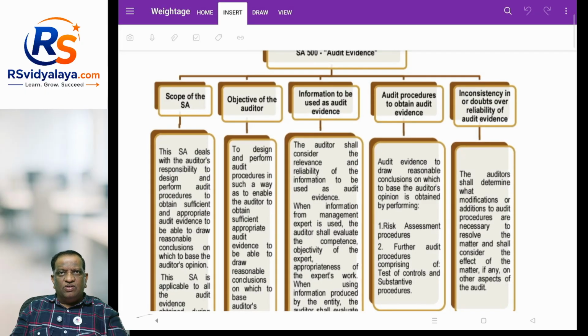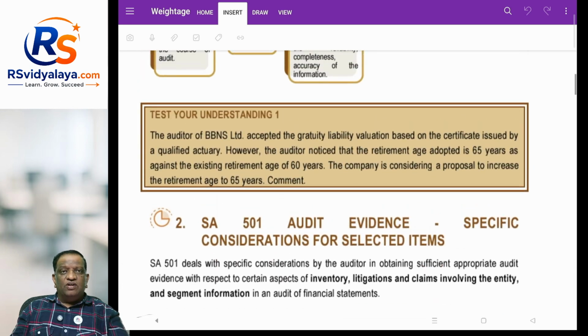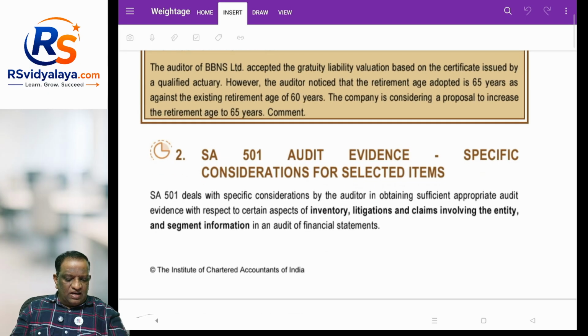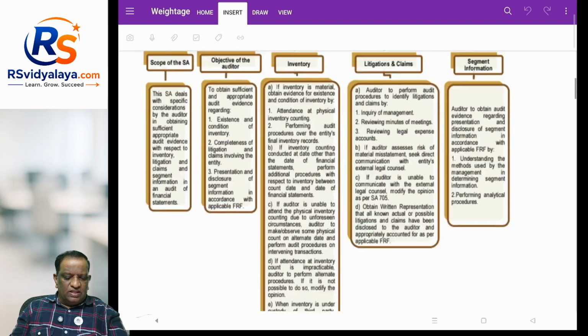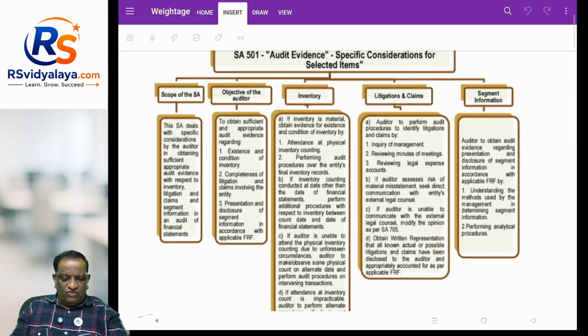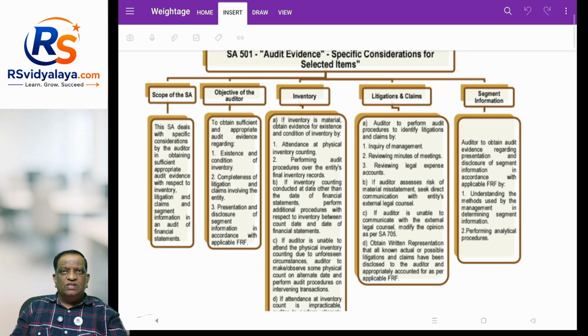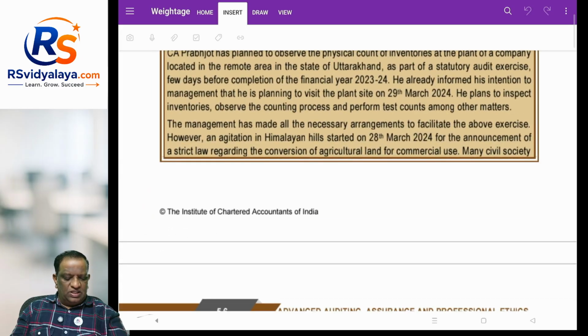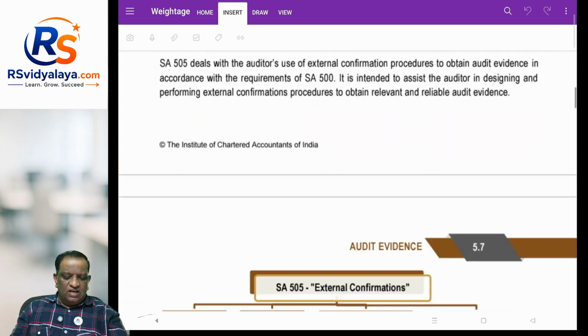What is the scope, what is the objective, what information you will use as audit evidence, what are the audit procedures you perform to get it, and what do you do if there is inconsistency. That's all he has given. And then for your understanding, he has given one small case study, and then he moves on to another standard. This is how all the standards are structured here: a standard and a small flowchart detailing its contents, then one or two test-for-your-understanding questions, and then he moves on.